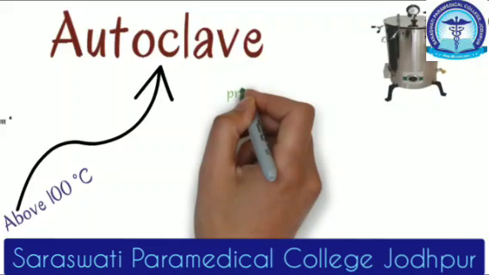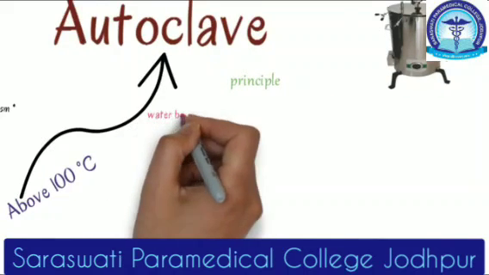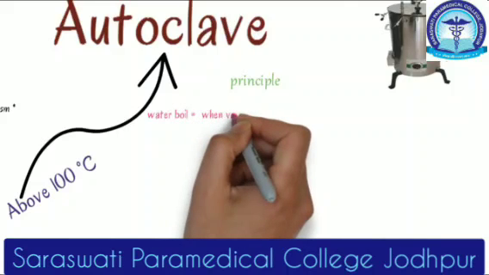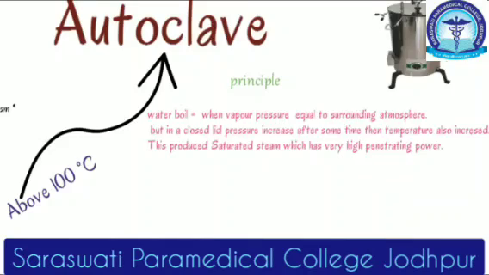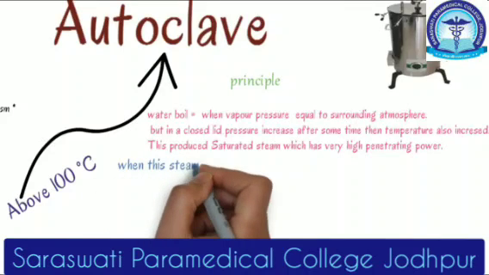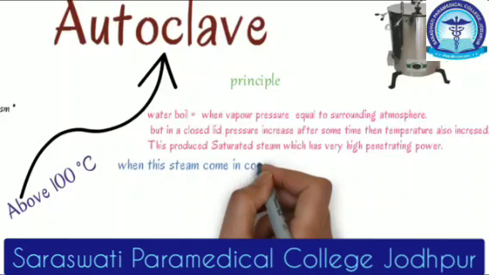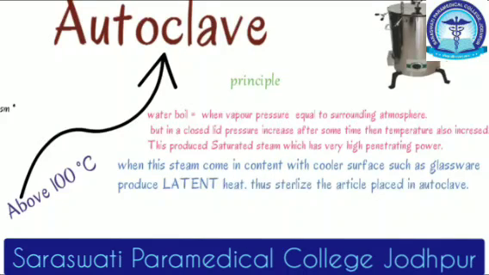Principle for that: water boils when the atmospheric pressure equals the internal chamber pressure, which contains vapor. So when the lid is closed, pressure increases and temperature also increases. This produces saturated steam, which has high penetrating power. When this steam comes in contact with a cooler surface such as glassware containing media, it produces latent heat. Remember this: latent heat thus sterilizes the articles in the autoclave.